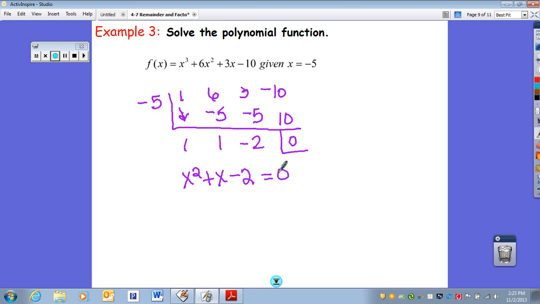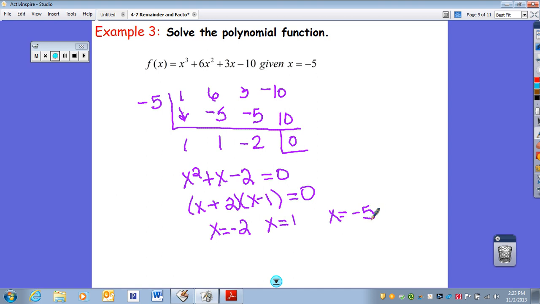To solve, we're going to set that equal to 0, and we're going to factor. So we have x times x is x squared. 2 times 1 would be 2. And since I want to add the O and the I of FOIL, the middle terms together, to get a positive 1x, that means I'm going to have a positive 2 and a negative 1. So when I set them equal to 0 and solve, I have x is equal to negative 2, x is equal to positive 1, and we began our problem with x equaling negative 5. Those will be our three solutions to our polynomial function.